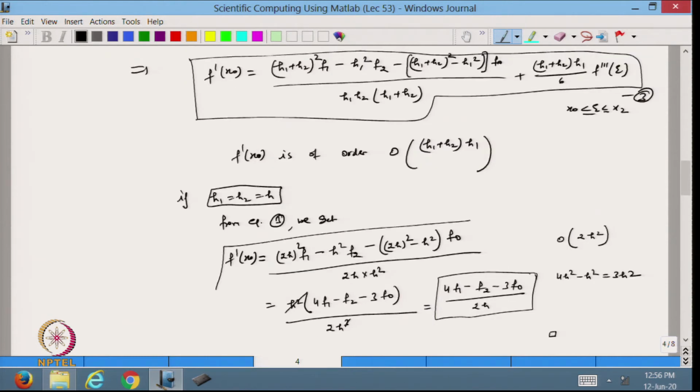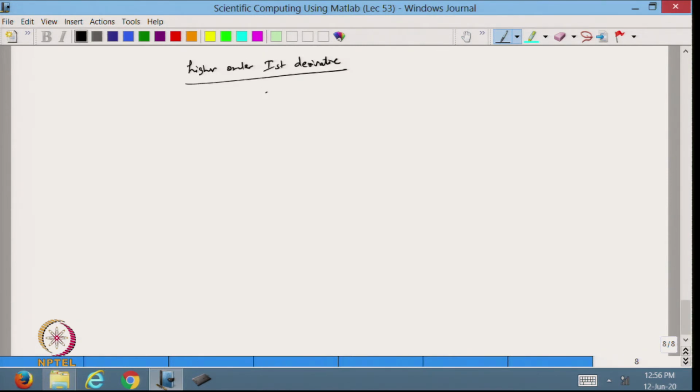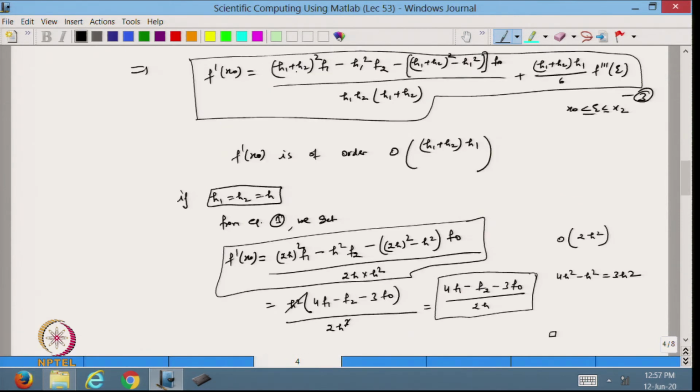So if I take this expression for the first derivative from equation number 3 and instead of h1 and h2, I put minus h1 and minus h2. So let us take from equation 3, putting minus h1 and minus h2 instead of h1 and h2. So if I do that one, the same square term is there, this is also square, this is also square, but here it will be minus h1 minus h2 and this is a minus sign here.